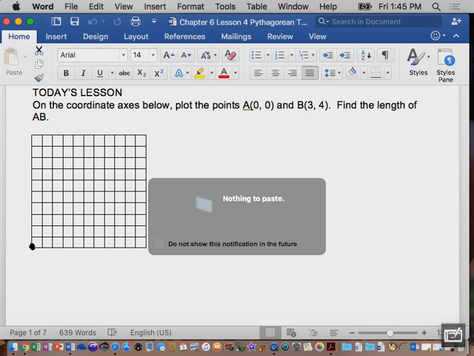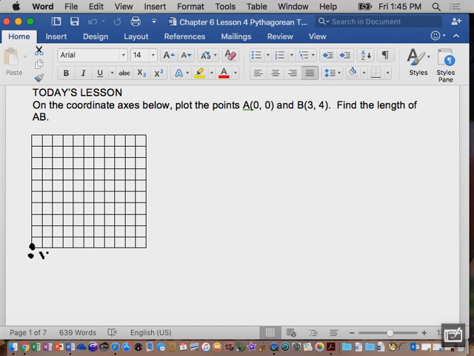Everybody touch 0, 0 right there. On your graph, touch 0, 0. We're all in the first quadrant. So this is 1, 2, 3, 4, 5. 1, 2, 3, 4, 5, like that. So we just did 0, 0. That's A. Now do 3, 4. Everybody make a dot on 3, 4. If I touch 3, 4, it's going to be right here. 3, 1, 2, 3, 4. Now draw that line segment right there.